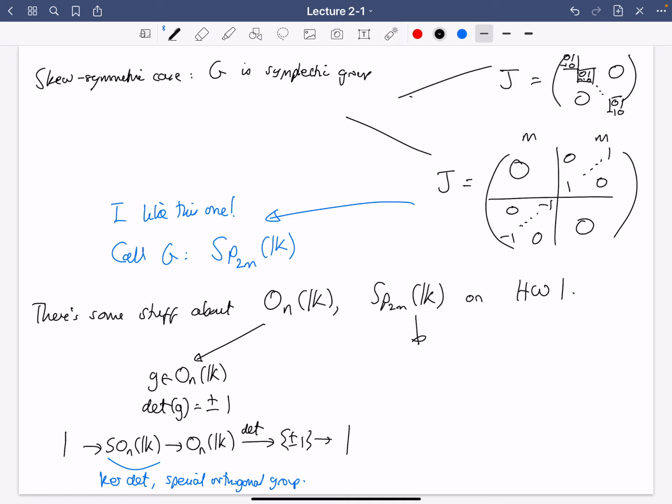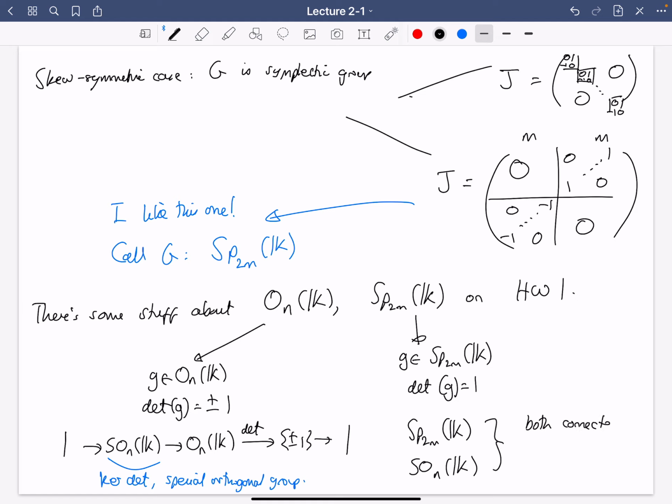But this extra little complication does not happen for the symplectic group. If you have G in the symplectic group, it's automatic that the determinant of G is plus 1. So in fact, SP2M of K is the symplectic group, and the special orthogonal group too. But in the orthogonal case, I had to take determinant 1 as an extra condition. These are actually both connected. But that's actually equivalent for algebraic groups to being irreducible varieties.